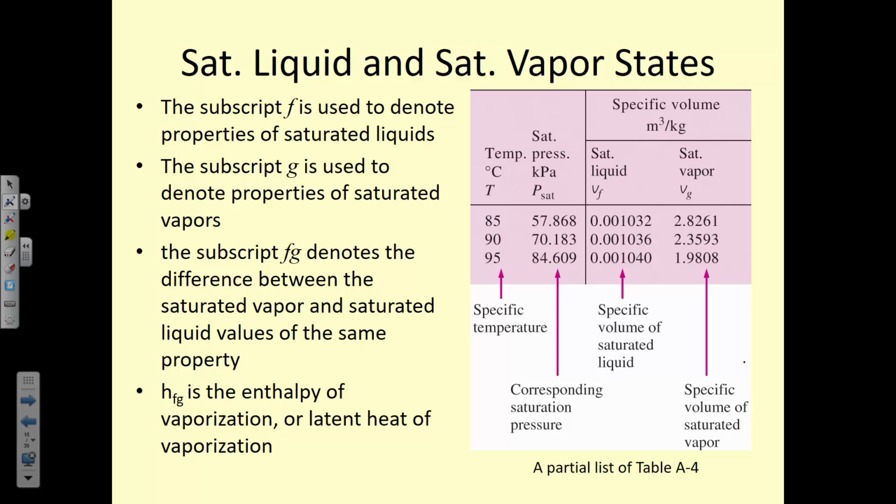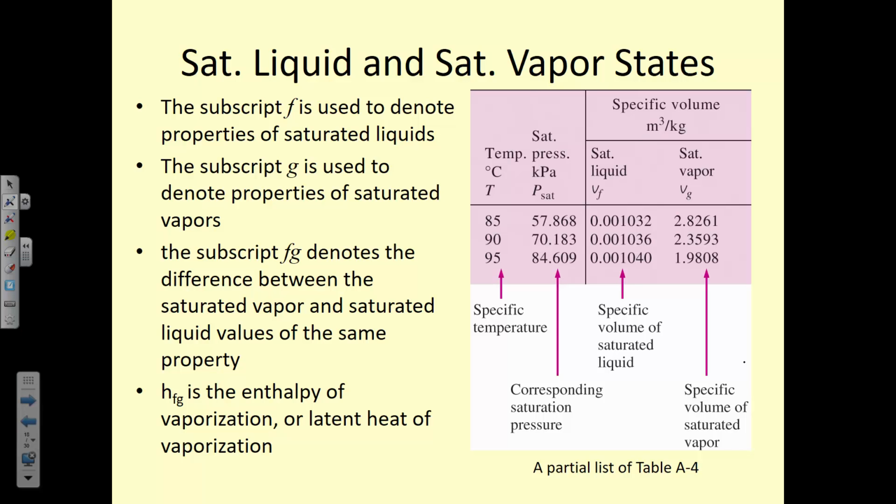Okay, so let's talk about how we look up properties in the tables. If we're looking at properties under the dome, then this is just a little subsection of table A4 showing saturated liquid and saturated vapor states. So again, they have subscripts on them, V sub F and V sub G, so F for fluid, G for gas. So fluid is the liquid state and gas is the vapor state. So the subscript denotes which of those it is. And then the subscript FG denotes the difference between the two.